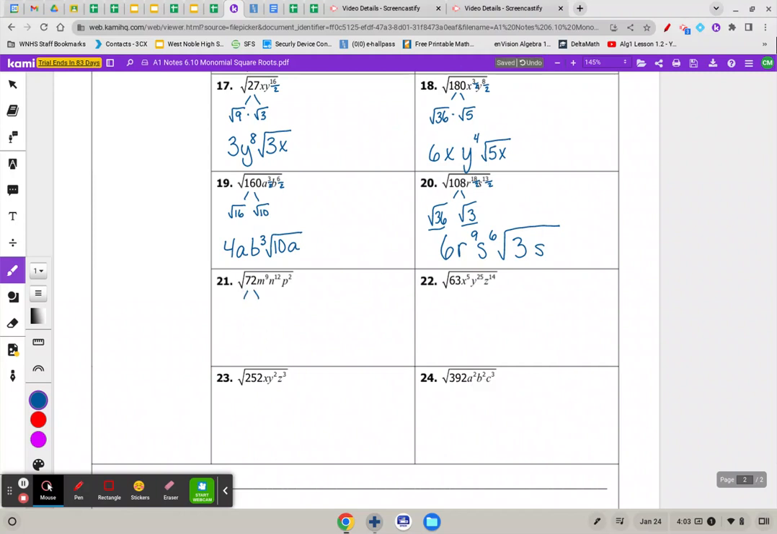21. The square root of 72 splits into 36 and 2. Divide the exponents all by 2. So I have 6. 9 divided by 2 is 4, with 1 remaining. N, 12 divided by 2 is 6, and p to the first.